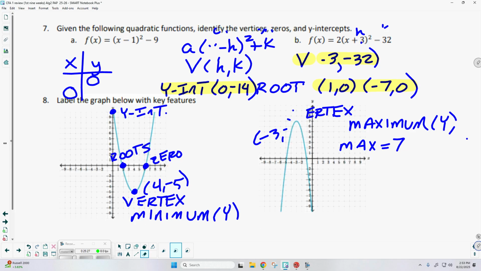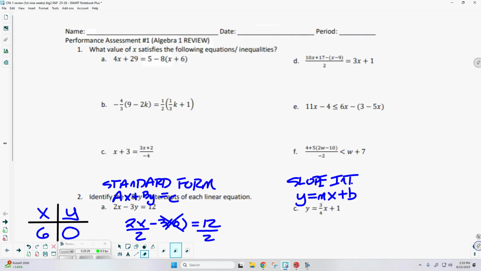I'm going to leave that there for a second. Okay. So do you have a particular one you wanted to look at? B? Okay. So I'm going to guess I know why she chose B, because we got fractions.